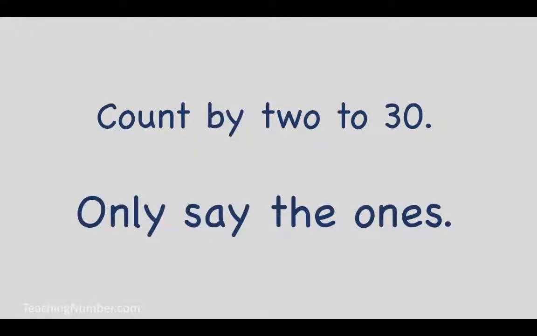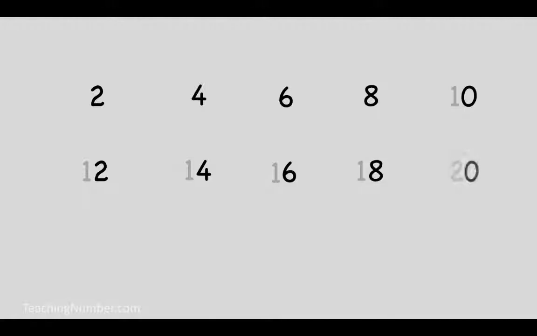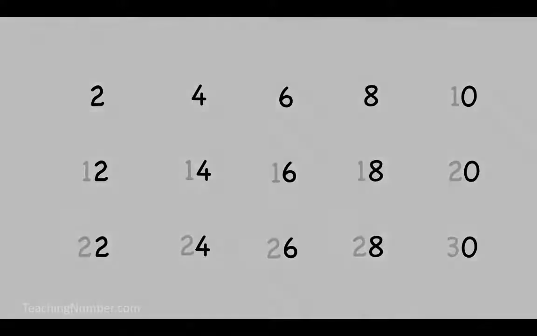Now let's count by 2 to 30, again only saying the ones. 2, 4, 6, 8, 0, 2, 4, 6, 8, 0, 2, 4, 6, 8, 0. In a sense, counting by 2 is the same as counting by 1 using only the even digits. This pattern may also help students to understand why 0 is an even number.